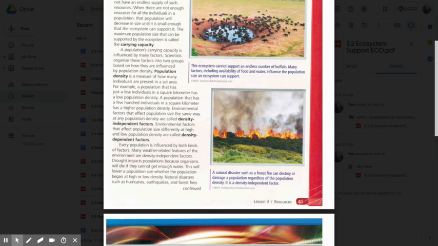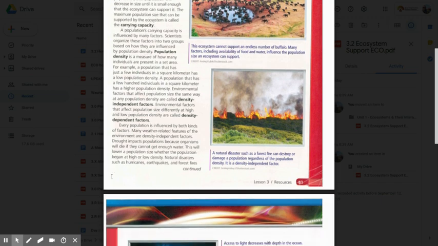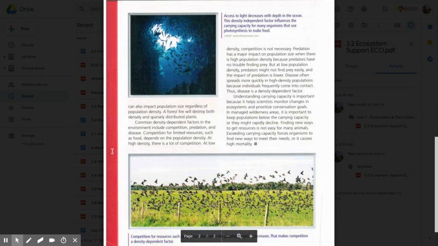Drought impacts populations because organisms will die because they cannot get enough water. This will lower a population size whether the population began as a high or low density. Natural disasters such as hurricanes, earthquakes, and forest fires can also impact population size regardless of population density. A forest fire will destroy both densely and sparsely distributed plants.